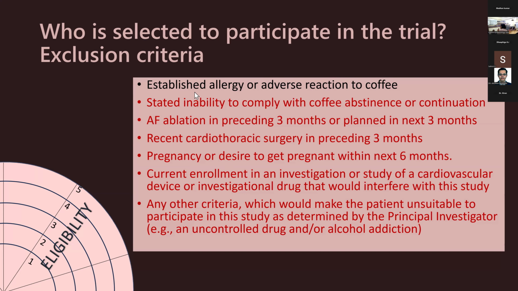Looking at the exclusion criteria, they have excluded patients with established allergy or adverse reaction to coffee, who have stated inability to comply with coffee abstinence or continuation, AF ablation in the preceding 3 months or planned in the next 3 months, recent cardiothoracic surgery in the preceding 3 months, pregnancy or desire to get pregnant within the next 6 months, and current enrollment in another study, another device or drug, that would interfere with the study, and any other criteria deemed by the principal investigator. The ones highlighted in red are favoring more of an explanatory design than a pragmatic one.